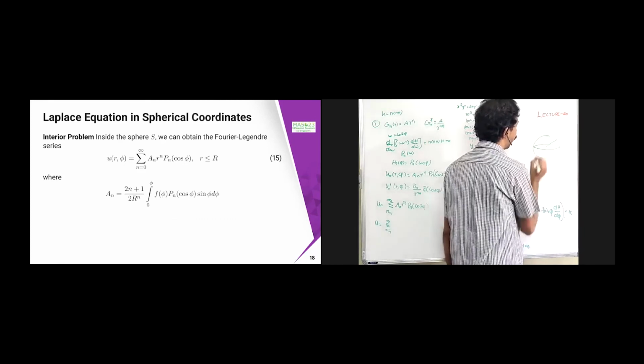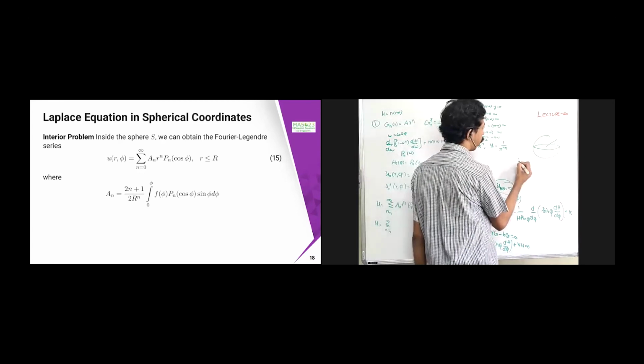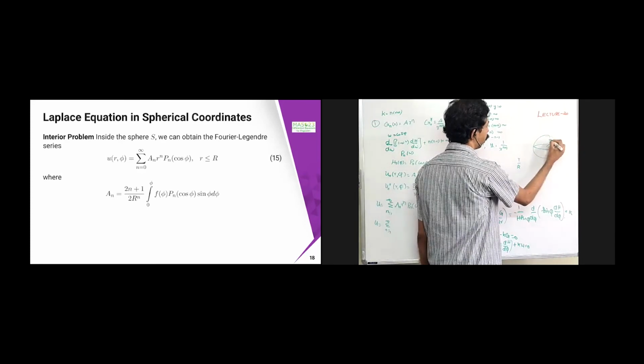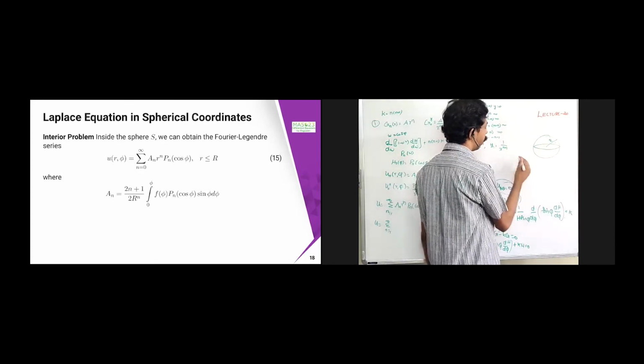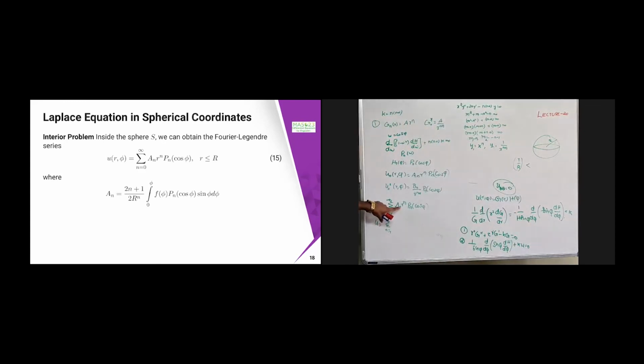Inside that I have one problem, because r power n is going to be there. So inside means what is it going to come? You can just substitute it. Your r by R is going to be bounded. If we take r inside the sphere, r by R is going to be less than 1. Therefore, if I substitute over here, you are going to get your problem to be bounded. If it is exceeding, this will be exponentially growing. That is not the case.